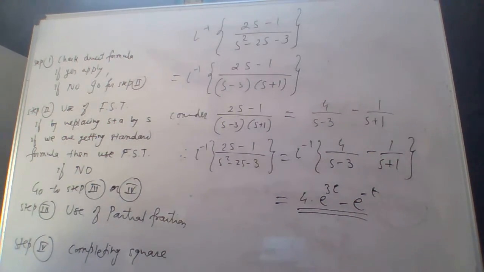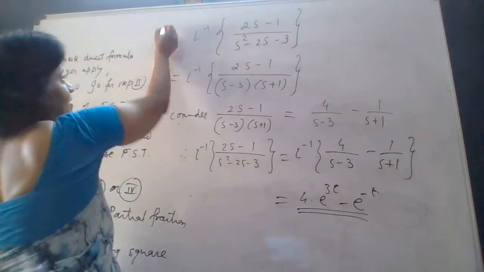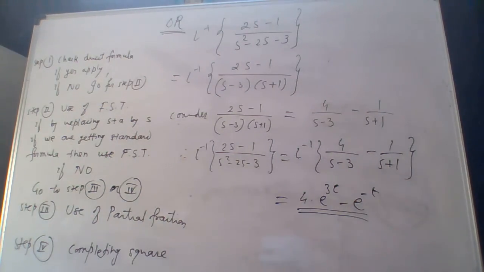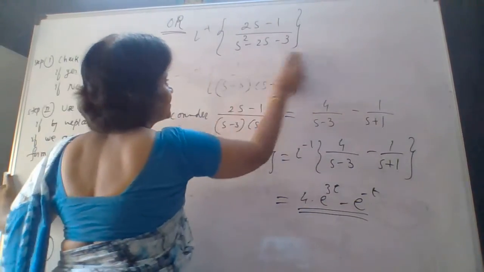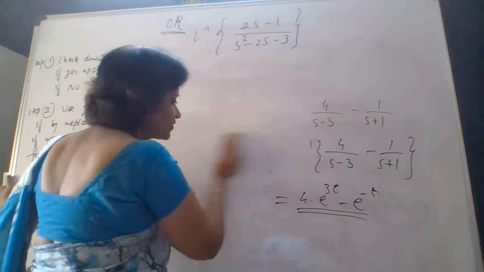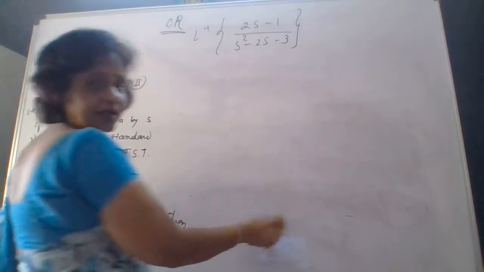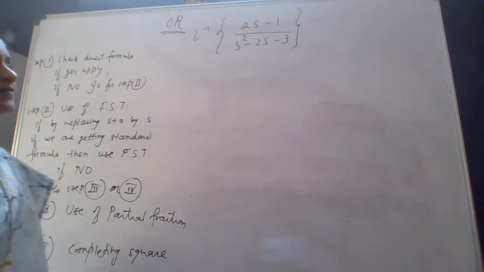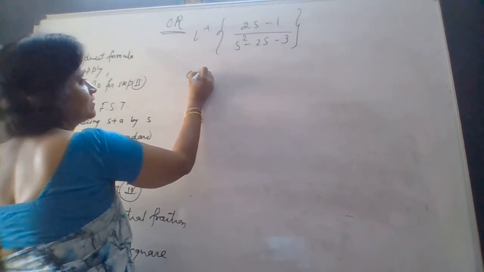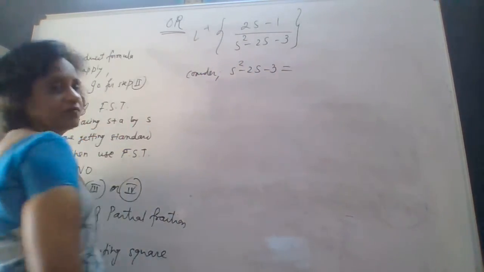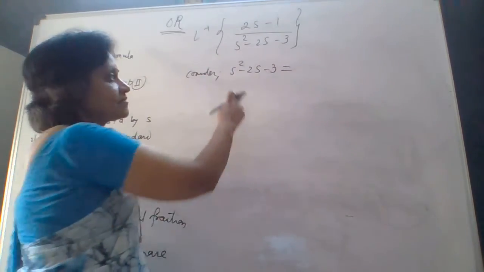Now, same problem, I will try to solve using completing square. So look at the denominator first. You have to focus on the denominator and check, can you complete the square? You may have some rough work and you may check it. See, you have this s square minus 2s minus 3. How will I complete the square?